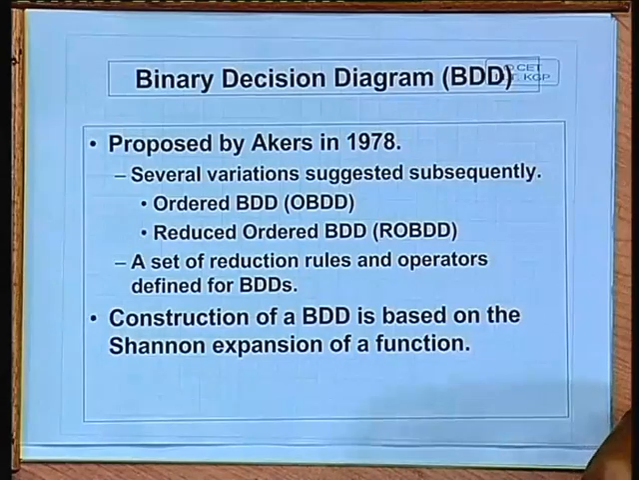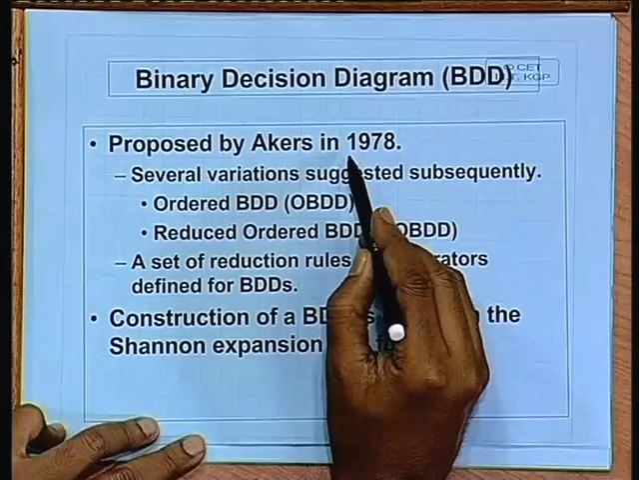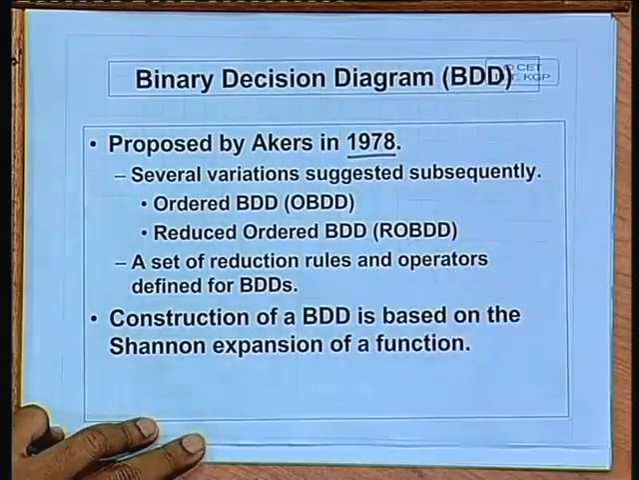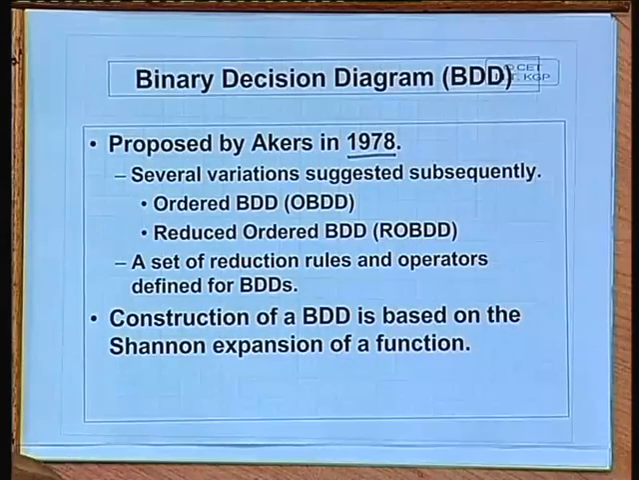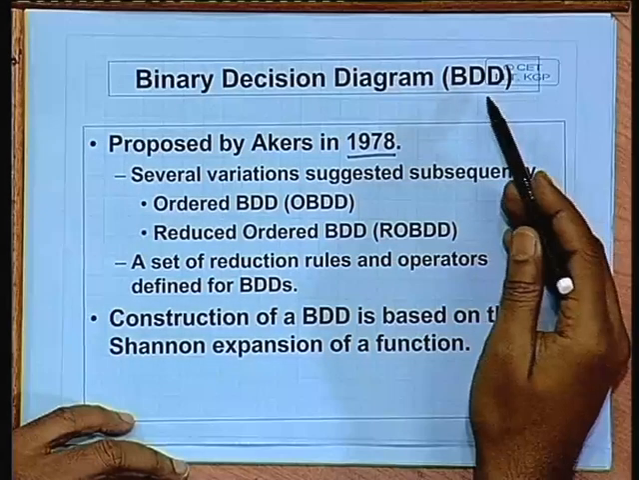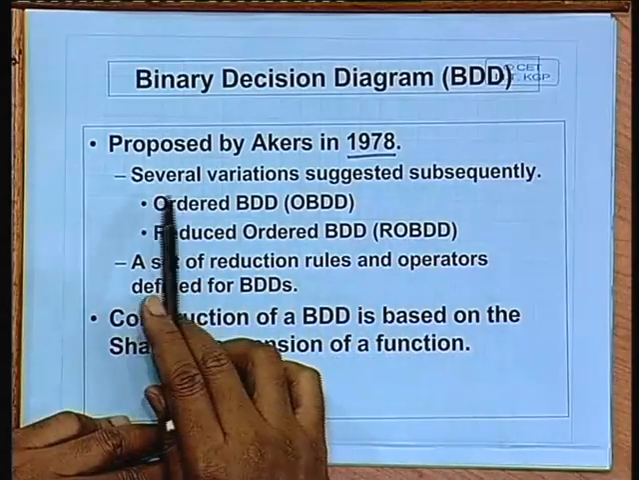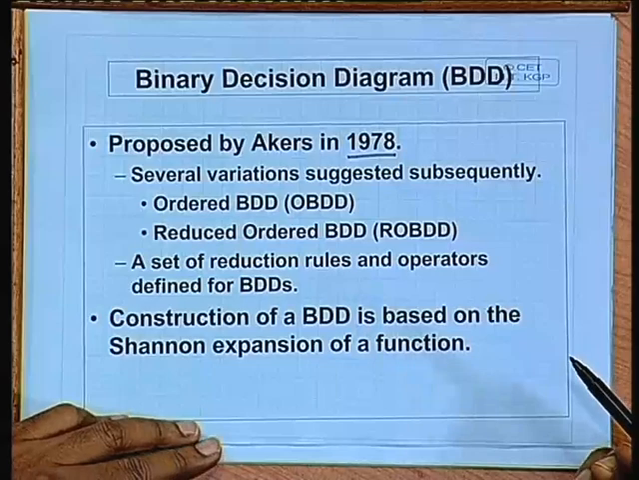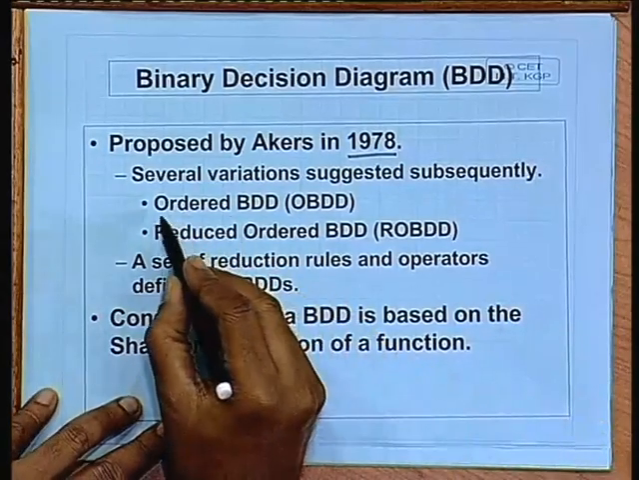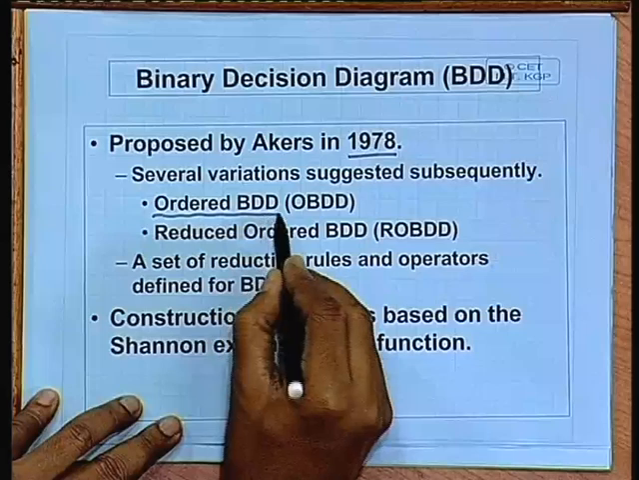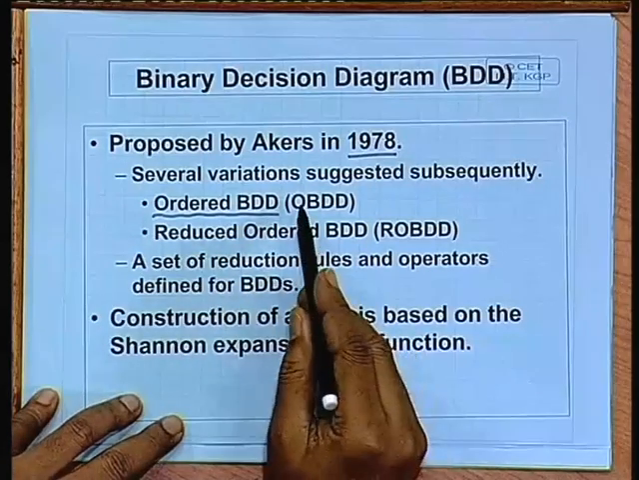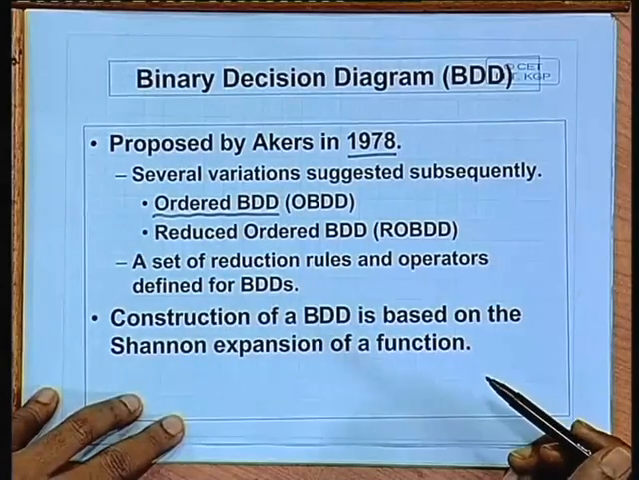BDD, or the binary decision diagram, was initially proposed by Akers as early as in 1978. It was primarily used for representing Boolean functions, as we shall see shortly. The original definition of BDD was subsequently refined and several variations were suggested. One of them is called ordered binary decision diagram, where some kind of ordering is enforced. We shall be seeing that.